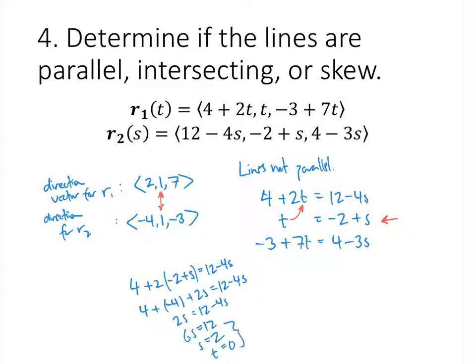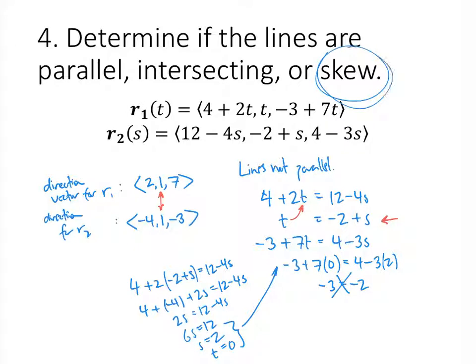So it looks like there's a solution, but we haven't touched the third equation yet, so we need to make sure that solution also works with the third equation. Let's plug in t equals 0 and s equals 2 and see what happens. When we do this, we get negative 3 on the left and negative 2 on the right. That doesn't work, and so that means that this system has no solution. This means that the lines don't intersect, which means that they are skew. So the solution here is that the lines are skew lines. If we had gotten a solution, then the lines would be intersecting, and the solution would tell us the point at which the two lines intersect.